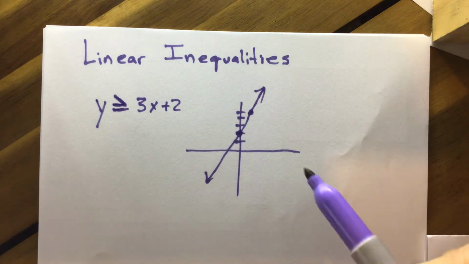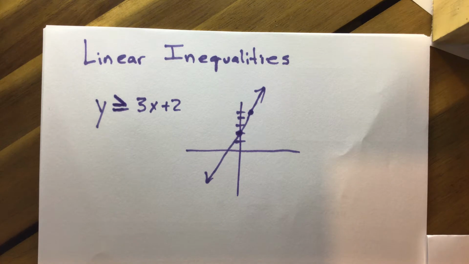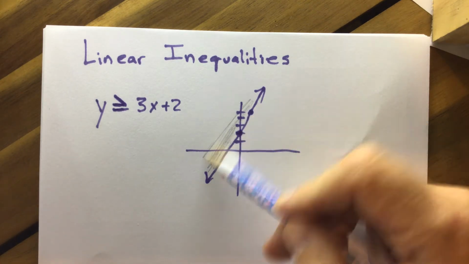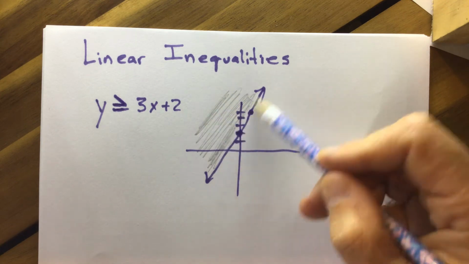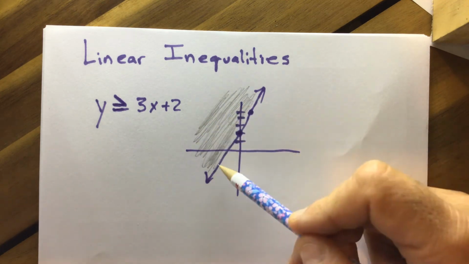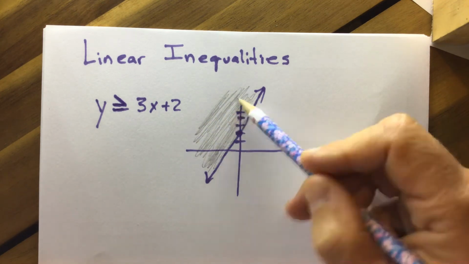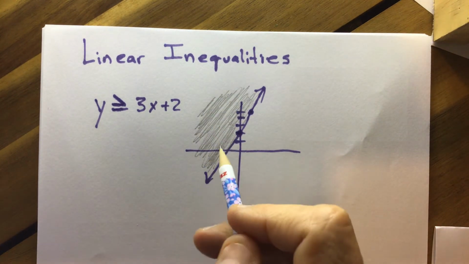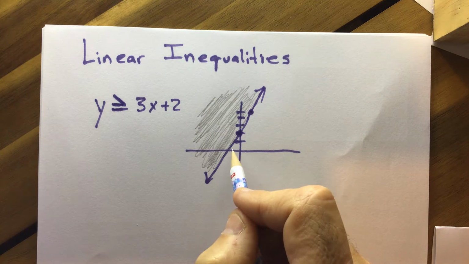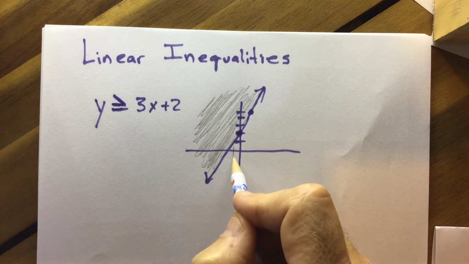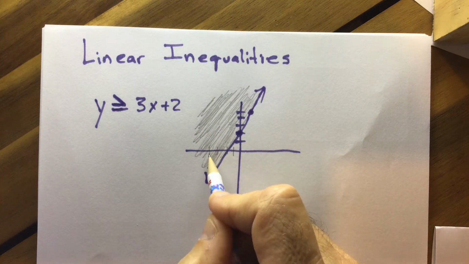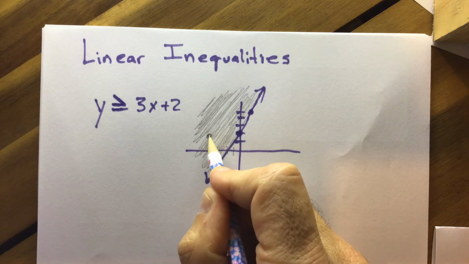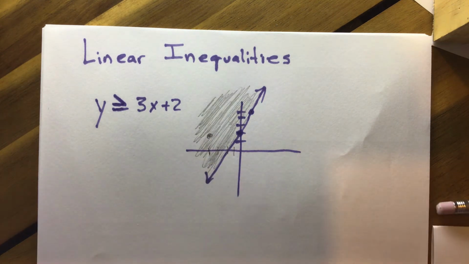So we're actually going to do what we call shading. I'll do it with a pencil here. Let's see how that looks. So anything in this region up here, as well as the numbers that are on the line, is a solution to this inequality. So we'll do some shading. Let me give you an example. Let's say negative 4, positive 2. I'll just put a dot here. Negative 4, positive 2.